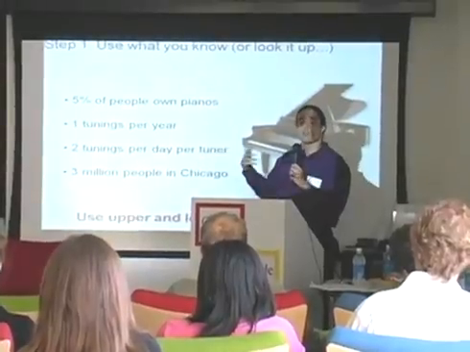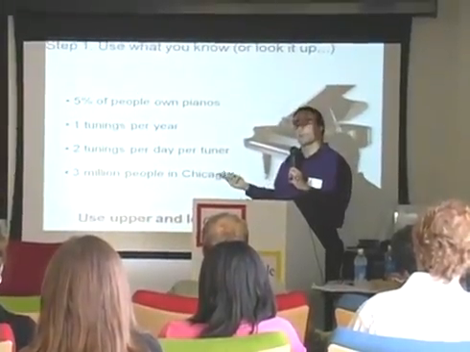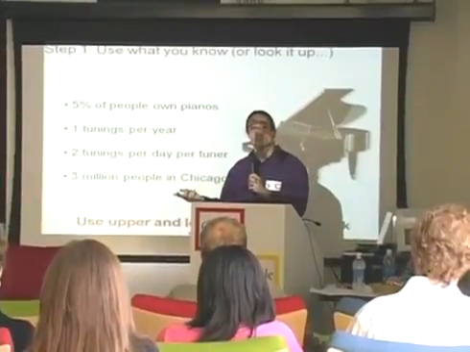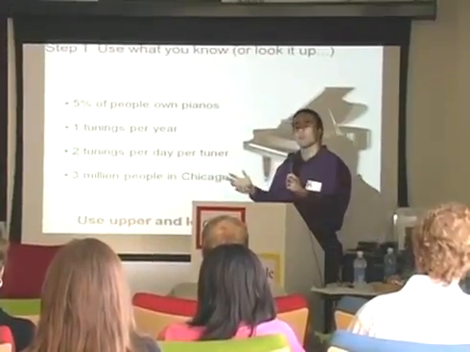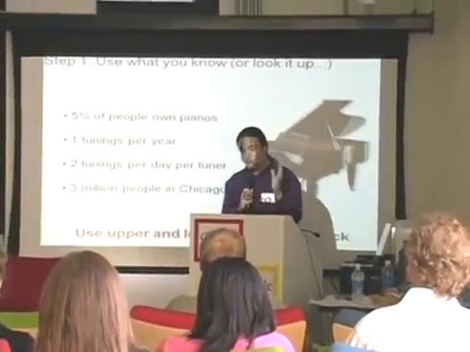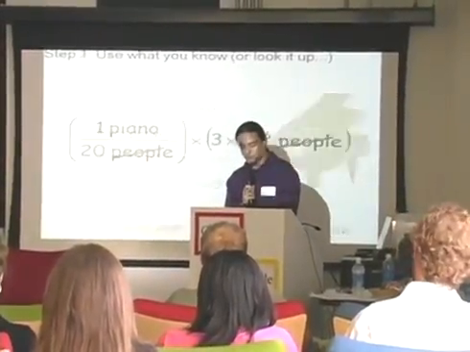And it's helpful to know the number of people in Chicago is about 3 million. You could just look that up on Google, or you could know that roughly the number of people in a big city is about 1 million, and Chicago is a pretty big city, so maybe it has a few million people in it. So these are all the things that you want to start off with.